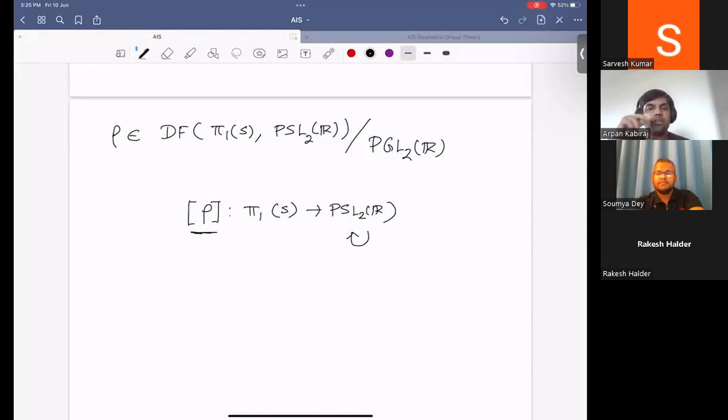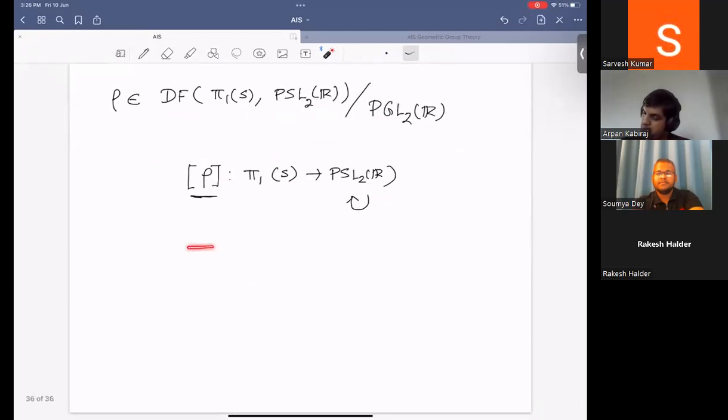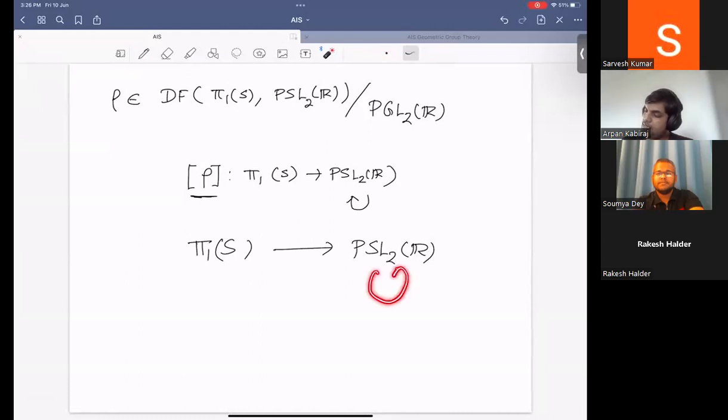Now look at just this object. What are the other elements that can act on this space? Let me rephrase this statement. I have a fundamental group here. On the right hand side, I have PSL2R. I have incorporated the action of PSL2R on itself by conjugation. So whenever I have an element A in PSL2R, I take the conjugation by A, and that is already incorporated in the quotient.